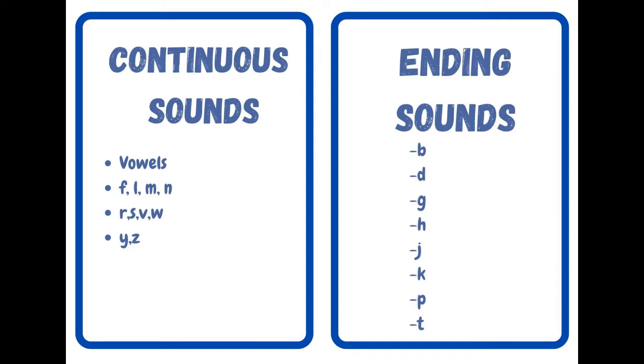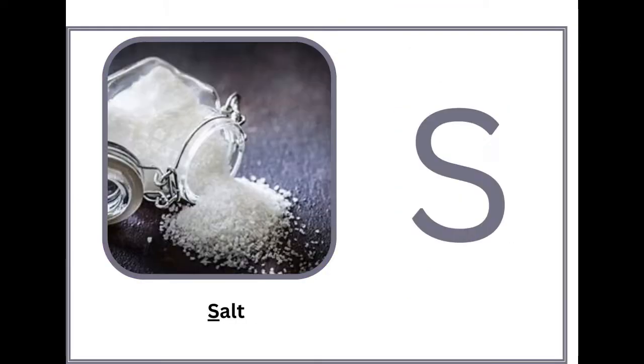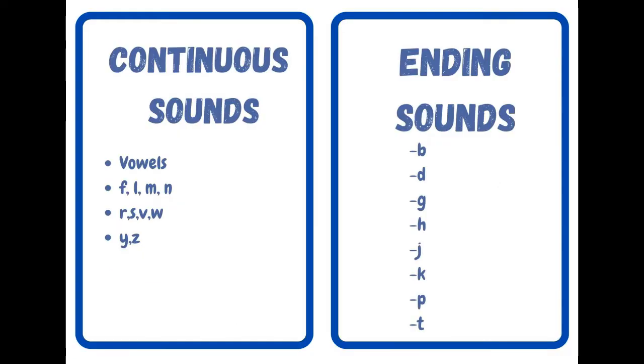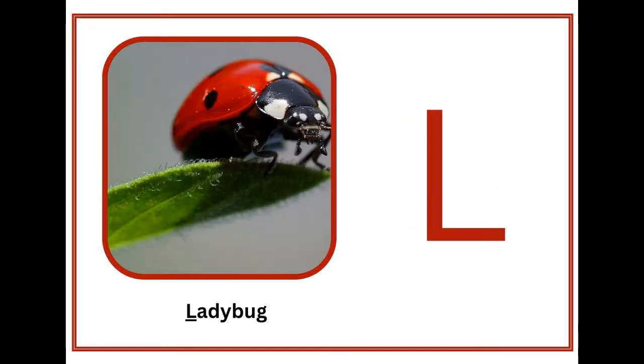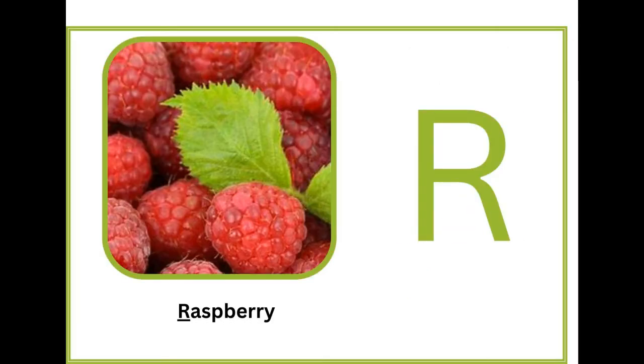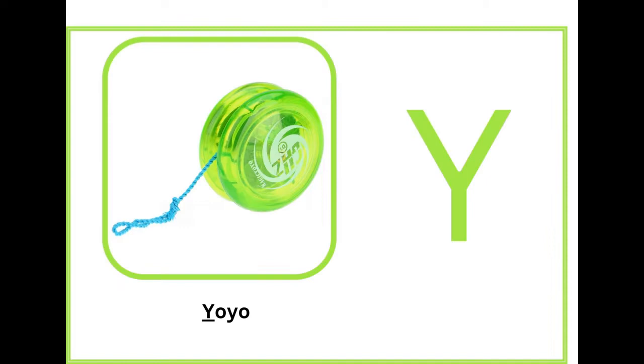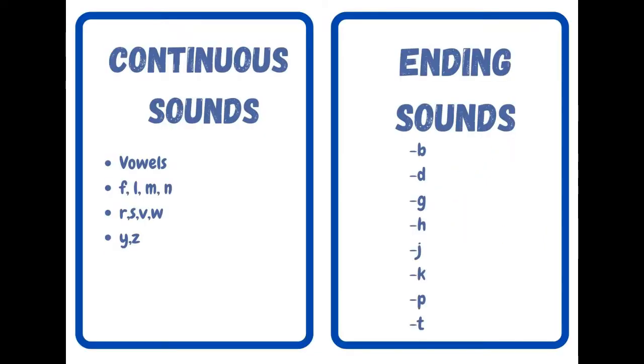Another method is teaching the continuous or long sounds first and then moving on to stop sounds. This method is commonly used in schools. Continuous phonics are the ones that you can stretch a little. Usually, again, the vowels will come under this category, and other alphabets like F, L, M, N, R, S, V, W, Y, and Z are all continuous sounds.